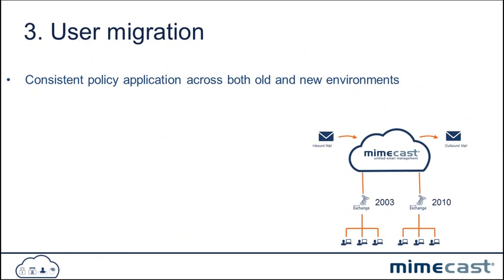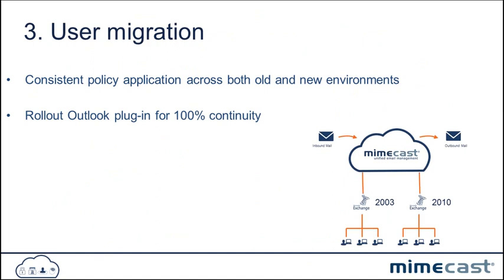So again, this means that you've got consistent policy application in both the old and new environments as you're migrating those mailboxes. Prior to actually doing the mailbox migrations themselves, what I'd recommend is you roll out the Outlook plugin that we provide. We'll have a look at it in a second, and that's what provides the 100% continuity. So if you do have any outages, planned or unplanned, during the migration process, then end users are still able to send and receive messages as usual.